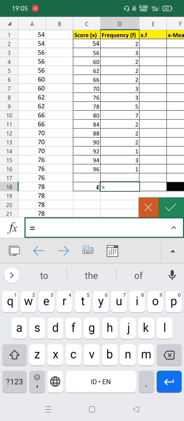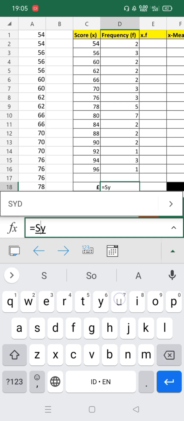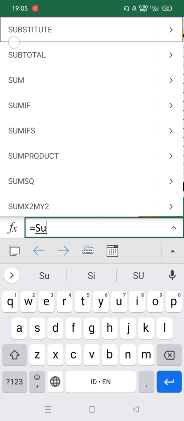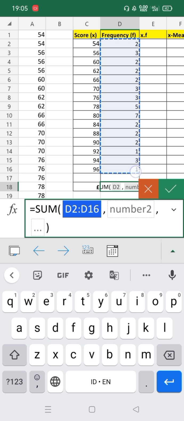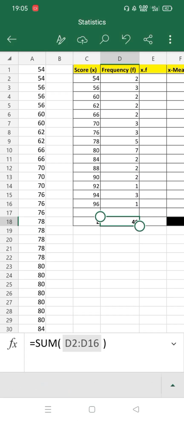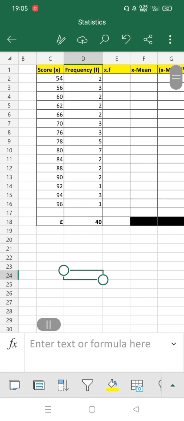Why must we count? We must count the data so we can find the mean later. For the formula, it is equal and SUM, and just drag here, and boom, you got 40.